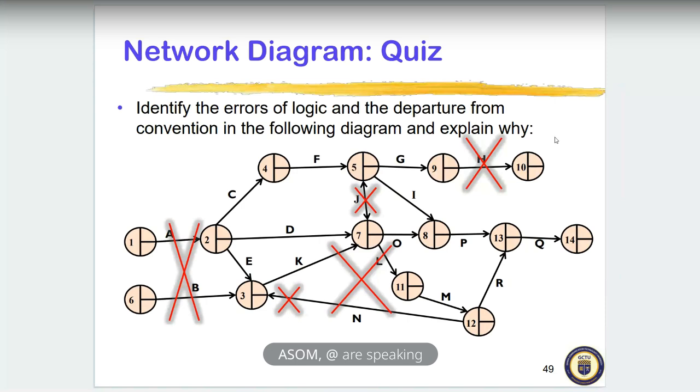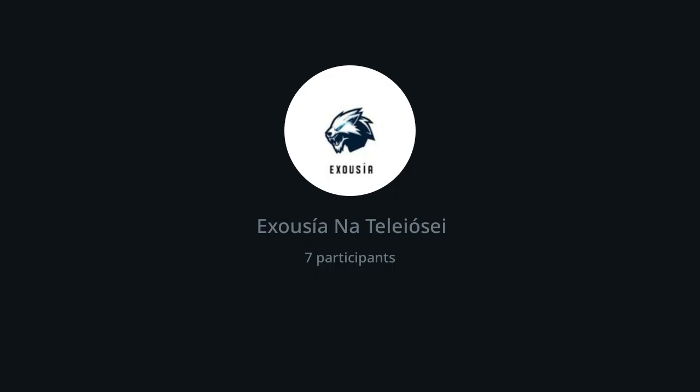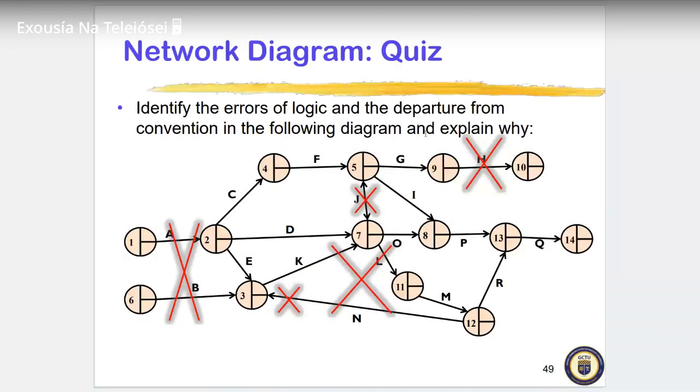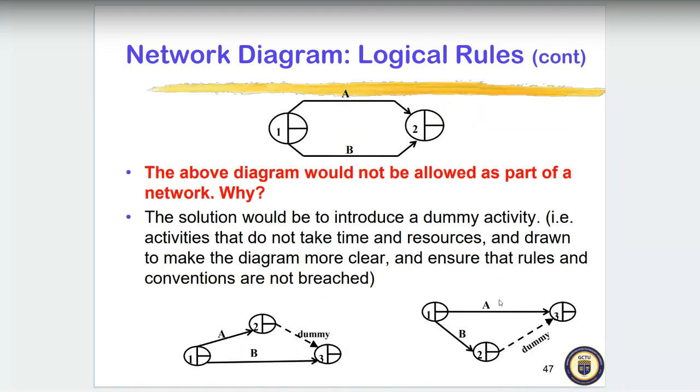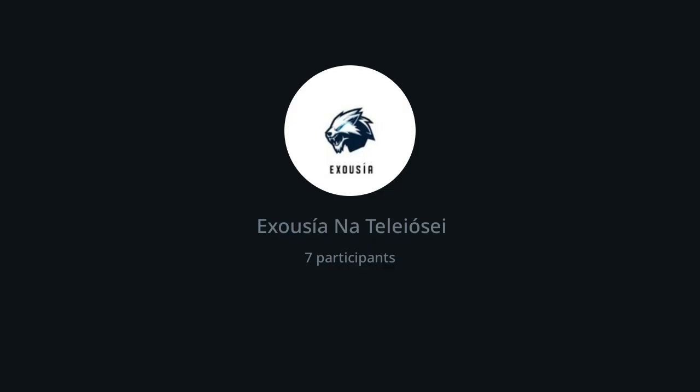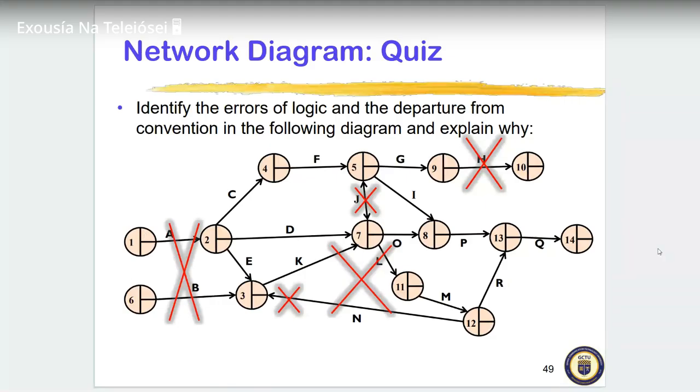Why do you think they placed the dangler, right? It is a dangling activity. Yes, that is it. We just read this right from here. Dangling activities are not allowed. Activities must contribute to the progression of the network. It is not progressing the diagram. You see the progression line, and it ends here, so it is a dangling activity.